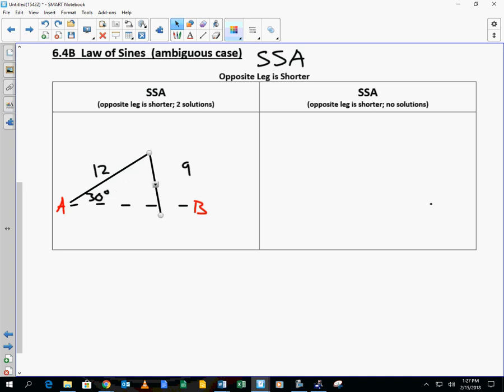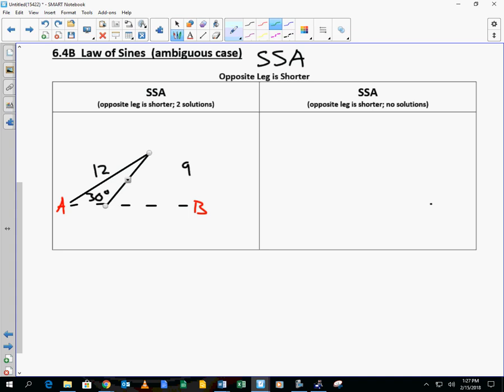So, which triangle are we actually talking about? And that's why side-side-angle creates an issue for us. This is a triangle that is 12, 9, 30. That's a triangle that's 12, 9, 30. That's why there's 2 solutions. Let me show you how it works out so you can understand a little bit more.